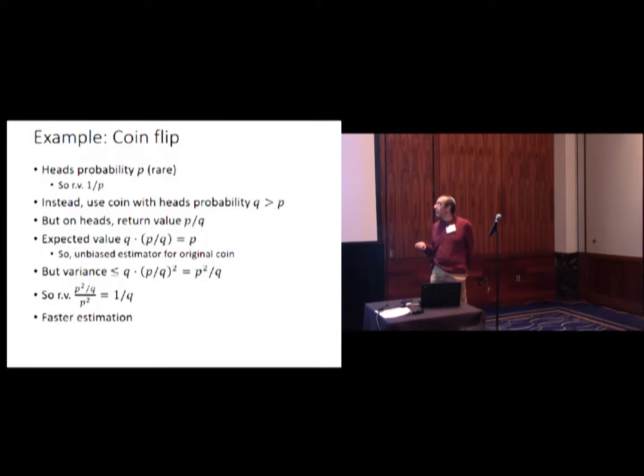However, the variance is now that with probability q, I will get p over q squared. So the variance is now p squared over q, which means that the relative variance is no longer 1 over p. Now it's 1 over q. So I only need 1 over q samples instead of 1 over p samples, and I can estimate faster.